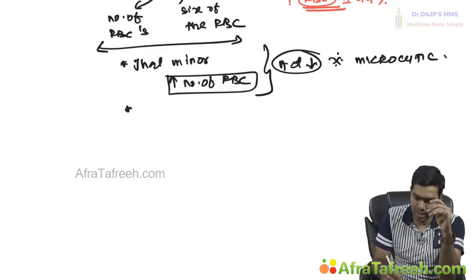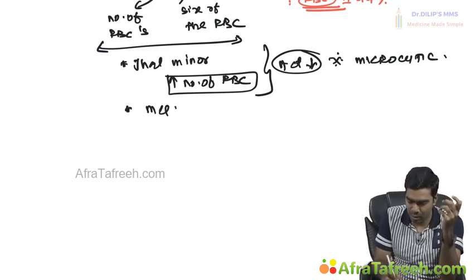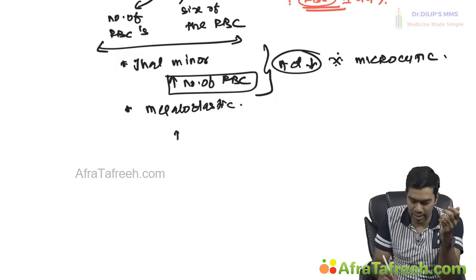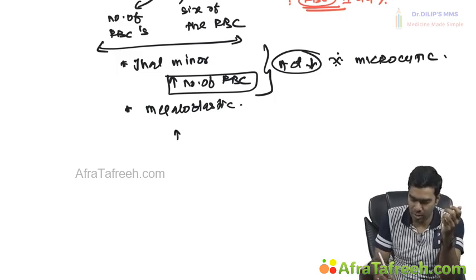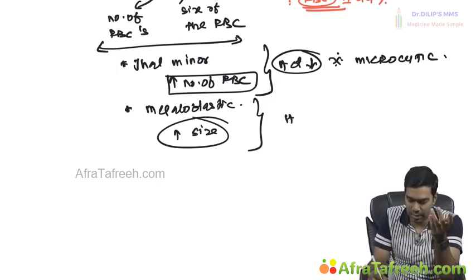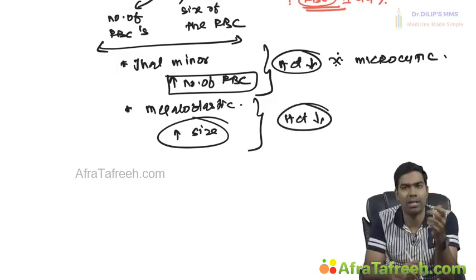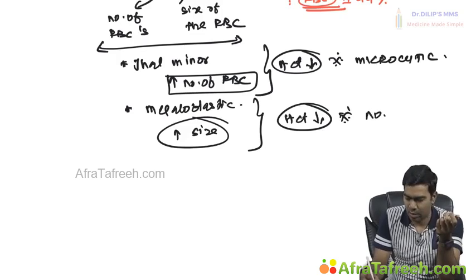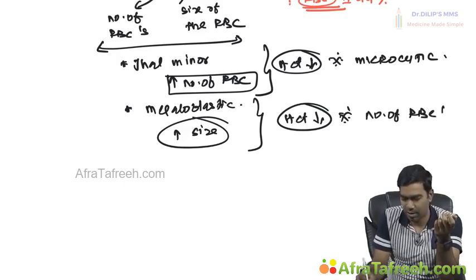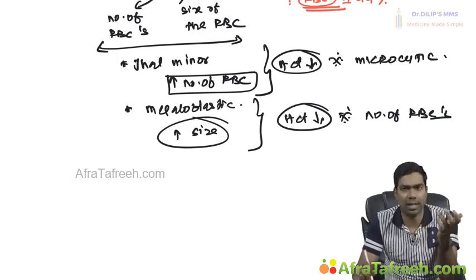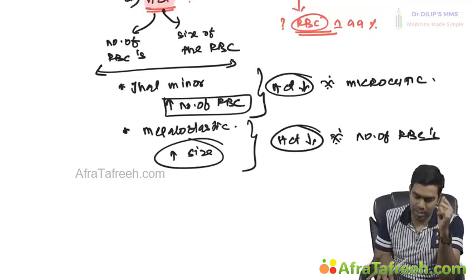Next, you might also get another condition called megaloblastic anemia. In megaloblastic anemia, what you see is generally an increased mean corpuscular volume, or increased size of the RBCs. Since the size of the RBCs increases, you might expect the hematocrit to be increased, but that's not true. Hematocrit is actually decreased in megaloblastic anemia because the number of RBCs is decreased. So that is the reason why you have a decline in hematocrit in megaloblastic anemia. Clear? So these are the differences in the hematocrit.